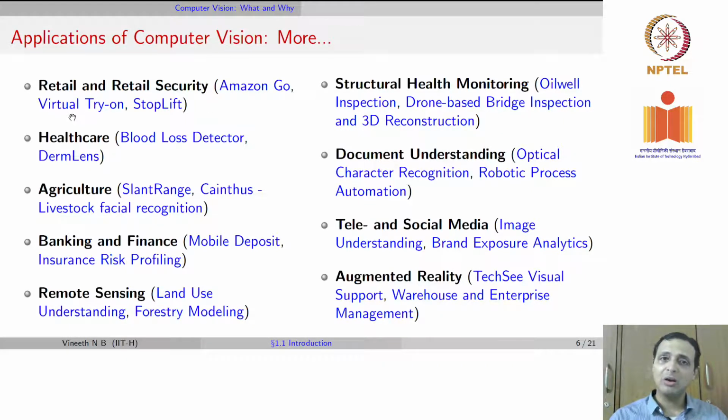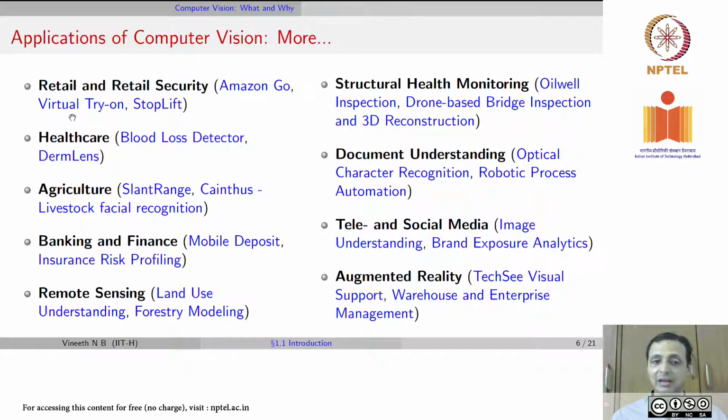Similarly, there's virtual try-on, where you try on a piece of clothing before buying it online and see how it looks on you. Shoplift detection to prevent shoplifting. Healthcare, where you can use it for blood loss detection, for dermatology. In agriculture, for trying to find out various aspects of agriculture, for livestock face recognition. In banking and finance, to be able to deposit your checks automatically through a feeder, so there's no human involved in trying to find out to whom that check should be credited and what the amount is. All of that is automated through a vision system.